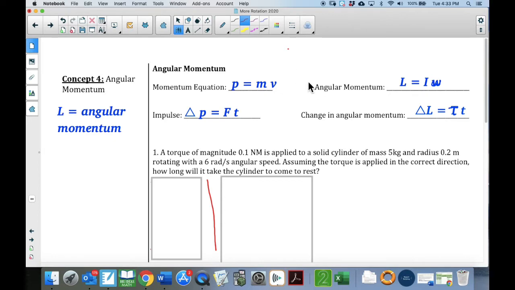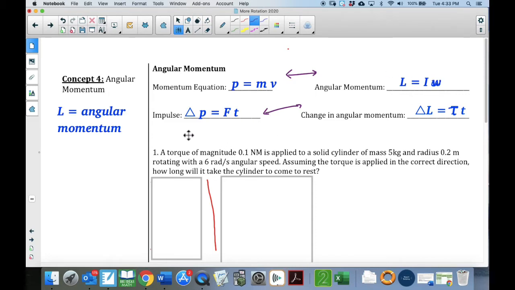One thing to notice is the equations here, they go together. So this momentum equation mirrors the angular momentum equation. P stands for momentum, L stands for angular momentum, M stands for mass, I stands for moment of inertia, V stands for velocity, and omega stands for angular velocity. So those two equations are similar to each other. This is for linear, this one is used for angular.